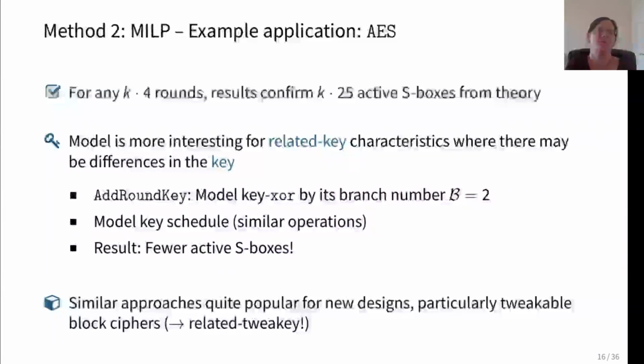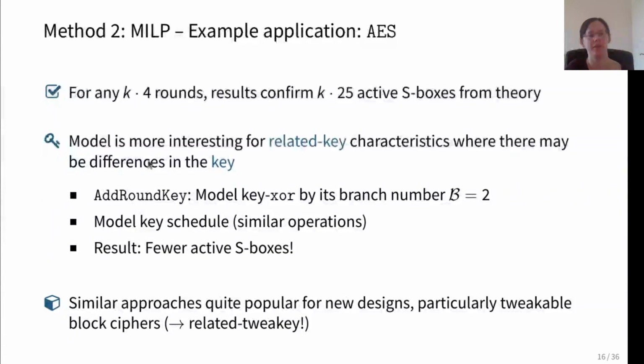So we can of course make more interesting models out of this. AES is sort of the simplest thing that you can do. And one of the things that MILP problems are often used for is when you're looking at related key characteristics, where there may be some additional differences in the key. In this case, we need to change the description of add round key because we need to model the key schedule and we need to model the XOR. We're going to see a bit later how that works.